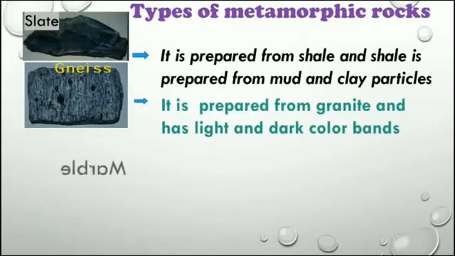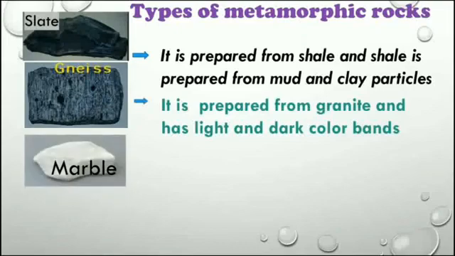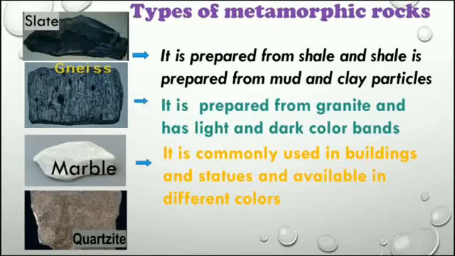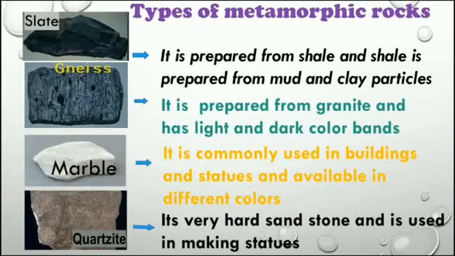Next is marble. Marble is a widely used metamorphic rock. It occurs in different colors like white, which is commonly used. This rock is commonly used in making of statues, buildings, and is also available in different colors. Next is quartzite. It is very hard sandstone. It is used in making statues as well as in making different types of ornaments.